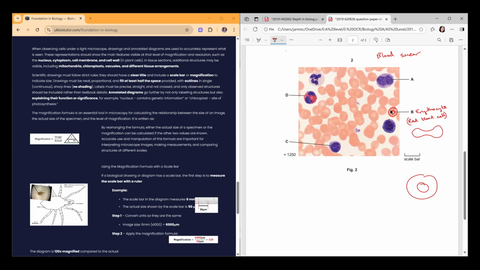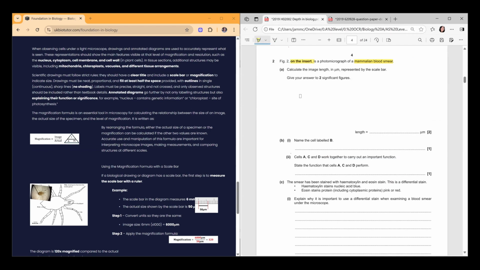Now I have some other cells. I've got these big cells, the A, the B, and the C. Now they all look slightly different. So I need to think about, well, what am I looking at here? I'm looking at cells. I can see that they're cells because they have different stains to them. And that therefore allows me to identify that these are probably my white blood cells. But let's just go back and see what the question actually wants us to do.